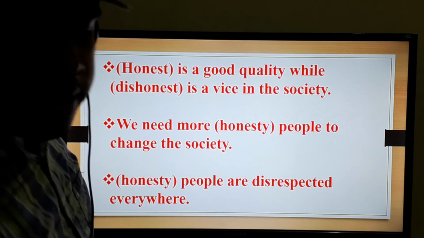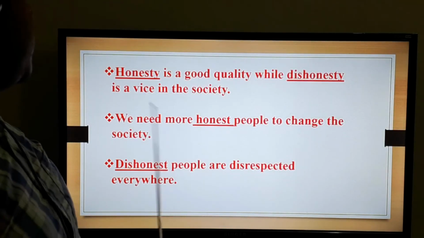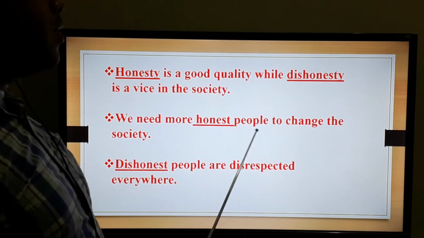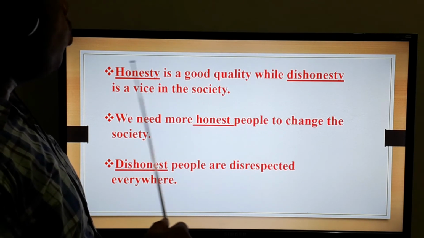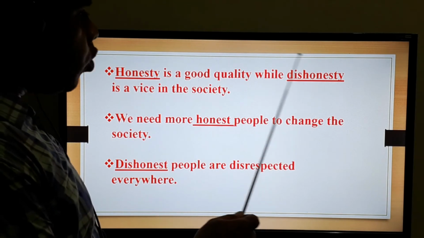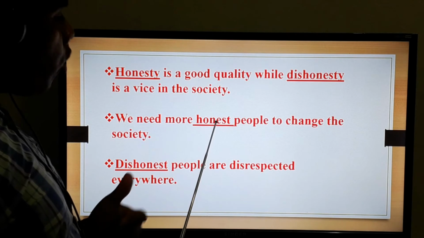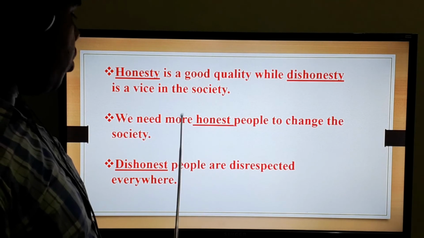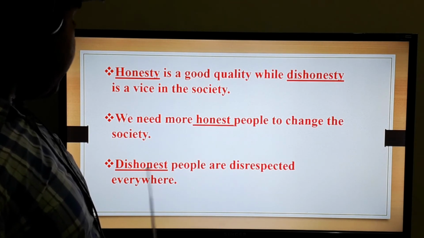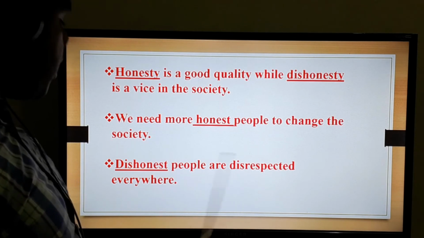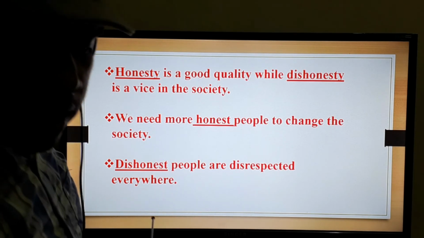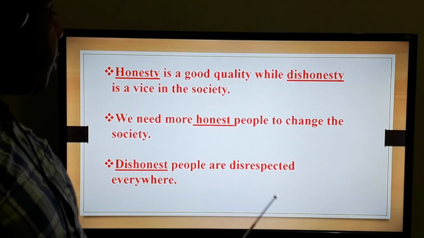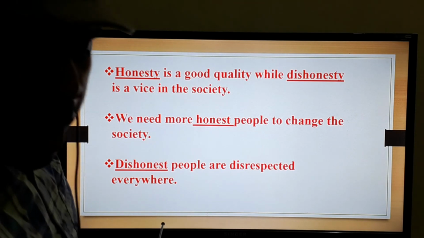I think you understand. Now there is another slide for you, where I write it in the correct way. Have a look. Honesty is a good quality while dishonesty is a vice in the society. There we need a noun, that is why we put honesty, and here also we need a noun. We need more honest people to change the society. So there was honesty, but we have to put honest people. Dishonest people are disrespected everywhere. You can see that once again: there was honesty, but we have to put dishonest people.